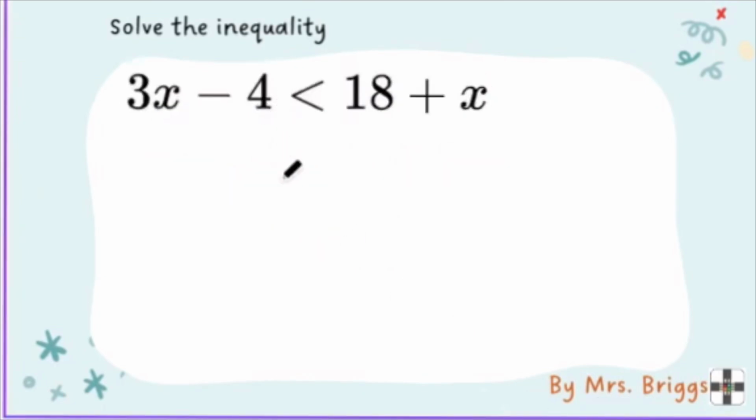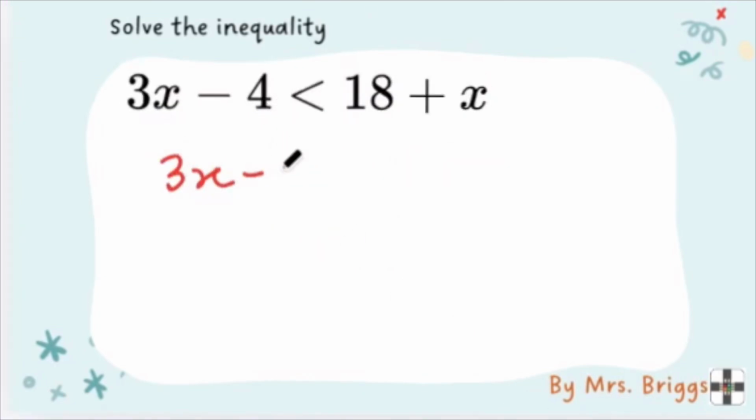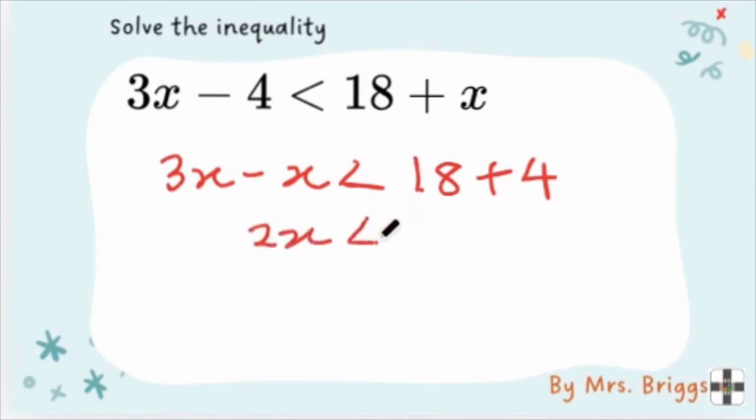And the next one, 3x minus x is less than 18 plus 4. We collect the x terms to one side and collect the number terms to the other side. And 3x minus x is 2x, which is less than 22. And then if we divide both sides by 2, x would be less than 11.